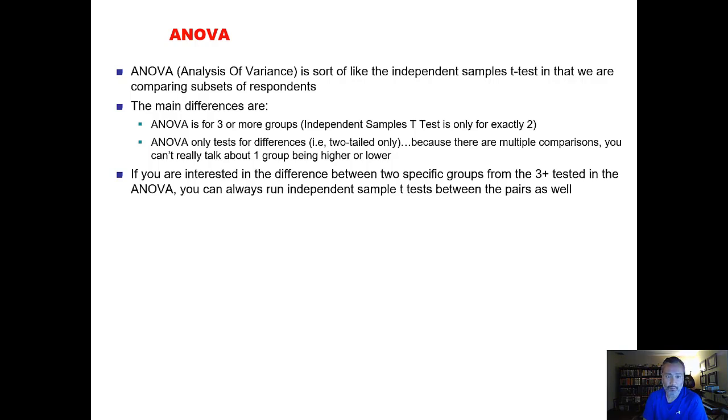And then again, as I just said a moment ago, ANOVA only tests for differences. Now, you can test for differences with the independent samples t-test, but you can also do the one-tailed tests, and you can test something being higher or lower. You do not have that option with analysis of variance. It can only establish there are significant differences across the groups. If you are interested in the difference between two specific groups from within that three or more, you can drill down into those pairs using independent samples t-tests. But the analysis of variance tests whether you've got variation across, again, three or more.